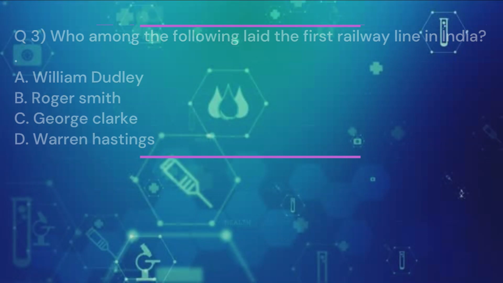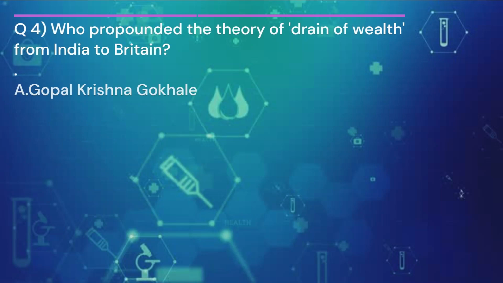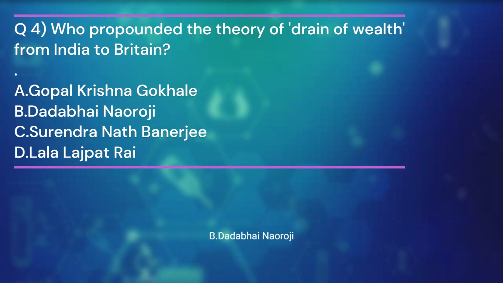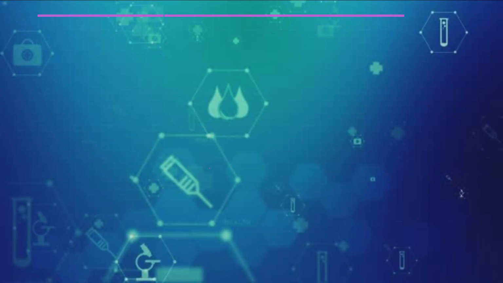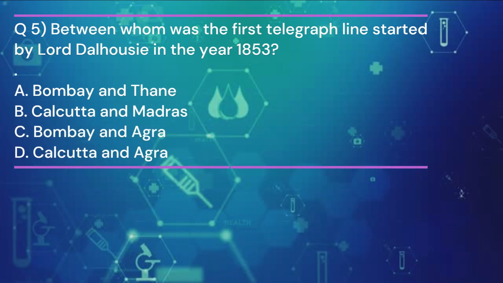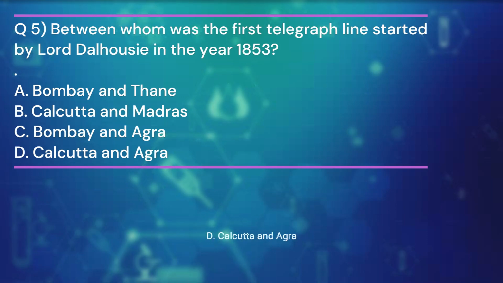George Clark. Question 4. Who propounded the theory of drain of wealth from India to Britain? And the answer is B. Dadabhai Naoroji. Question 5. Between whom was the first telegraph line started by Lord Dalhousie in the year 1853? And the answer is D.